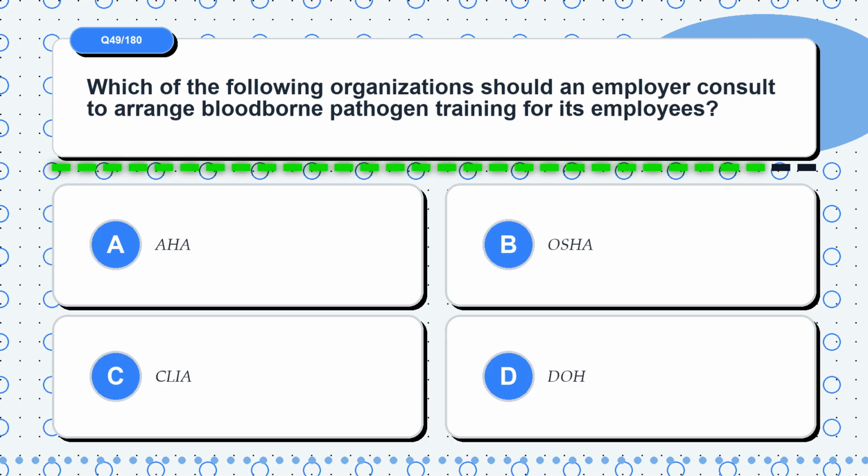Question 49. Which of the following organizations should an employer consult to arrange blood-borne pathogen training for its employees? Here are the options. Option A. AHAR. Option B. OSHA. Option C. Clear. Option D. DIDO.